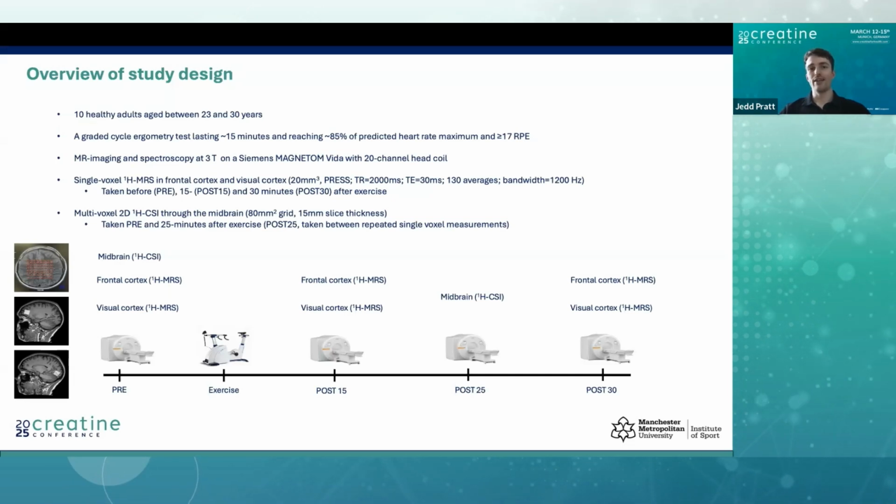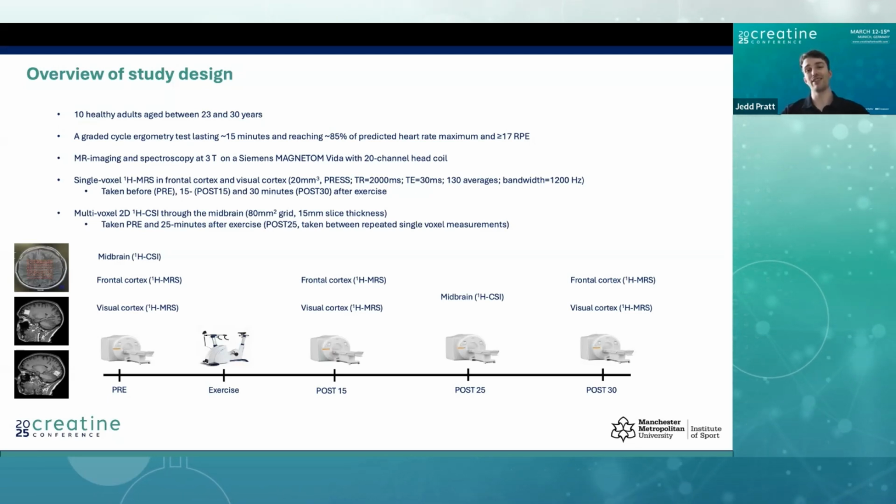We, again, are using our 3 Tesla scanner with the same 20-channel head coil. This time, what we're actually doing is we're incorporating some single voxel spectroscopy, which we would have done in the reliability study that we just discussed, in our frontal cortex and visual cortex. But we've also decided to implement some multivoxel chemical shift imaging, which essentially gives us more of a global, if you like, indication as to the change in creatine. So the CSI grid is this top box where you can see the red grid through the midbrain. So you get basically, in our case anyways, an 8x8 grid, and in each of those boxes you get an individual spectra. So it gives us more of an idea as to the global effects of exercise.